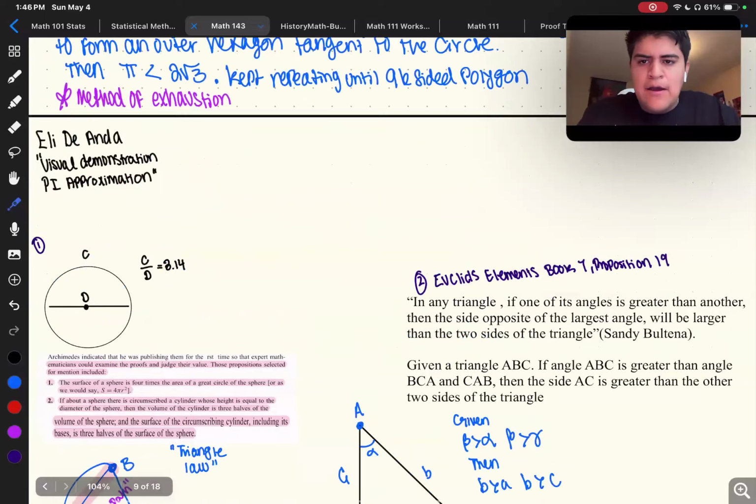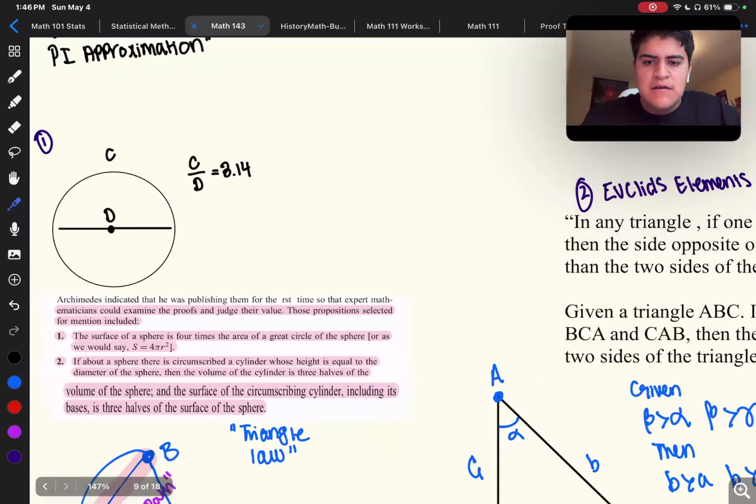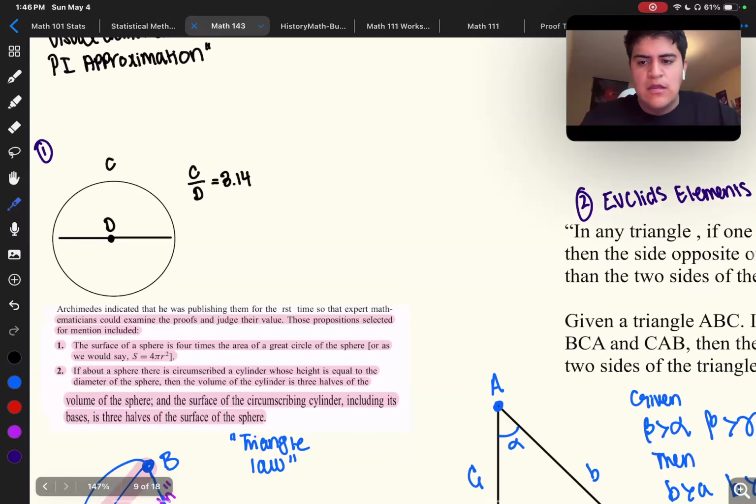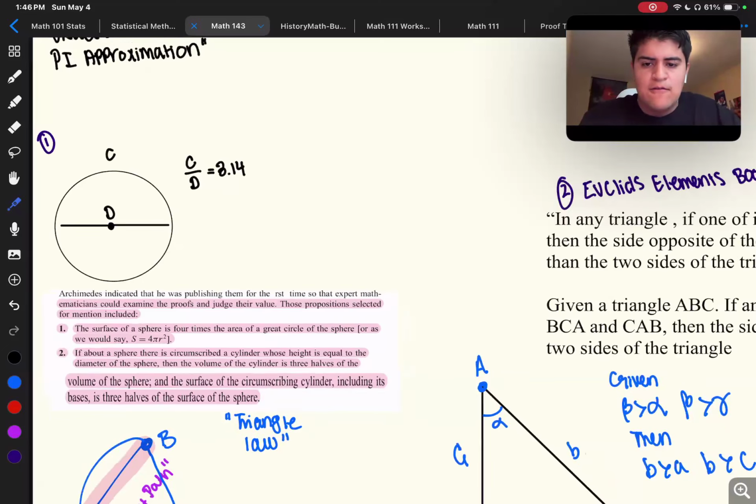And something that I found really interesting, even more in the readings, was that Archimedes indicated that he was publishing for the first time so that expert mathematicians could examine the proofs and judge the value, and the propositions selected were included. This one is that the surface of a sphere is 4 times the area of a great circle of the sphere, or as we would say, S is equal to 4 pi r squared. Another one is that if about a sphere there is circumscribed a cylinder whose height is equal to the diameter of the sphere, then the volume of the cylinder is 3/2 of the volume of the sphere, and the surface of the circumscribing cylinder, including its bases, is 3/2 the surface of the sphere.